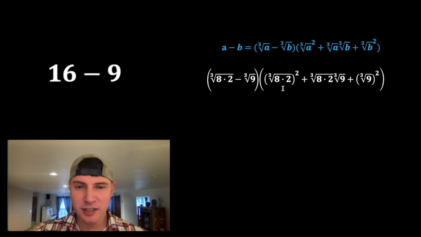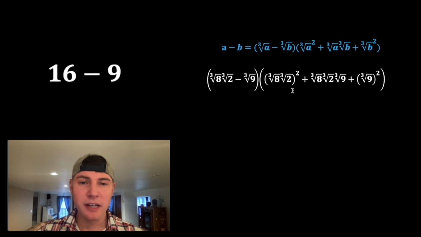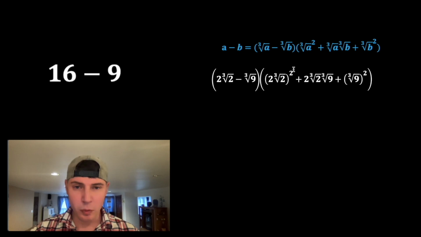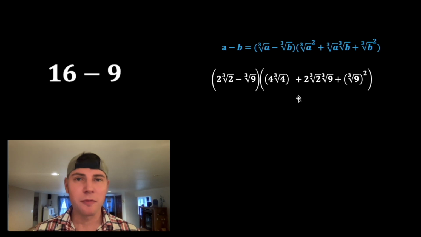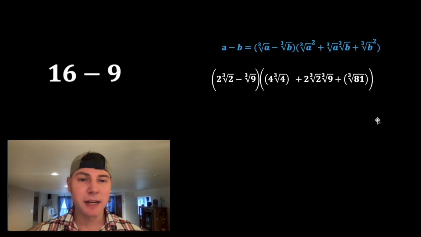So all of these 16s can change into 8 times 2, and then cube root of 8 times 2 is the same thing as cube root of 8 times cube root of 2. And then all three of these cube root of 8s can turn into 2. This squared can go to both of these 2s and make them both 4s. And this squared can go to this 9, making it an 81.